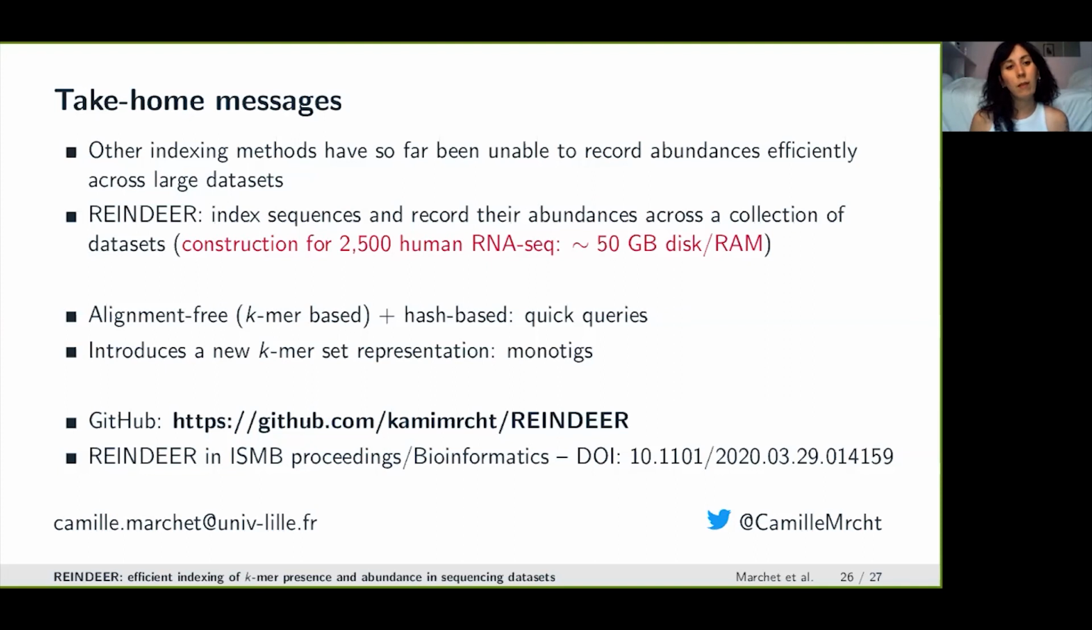So since it's alignment free, because it's k-mer based and we are also based on hashing, we perform very quick queries on those datasets. And we also introduce a new k-mer set representation using strings called monotigs. You can find our work on GitHub, and it was accepted in ISMB. You can find also the article currently on bioRxiv and soon in Bioinformatics.